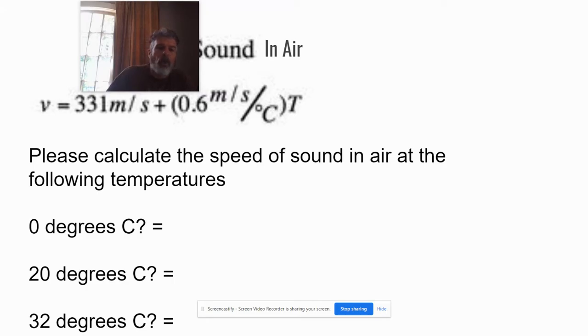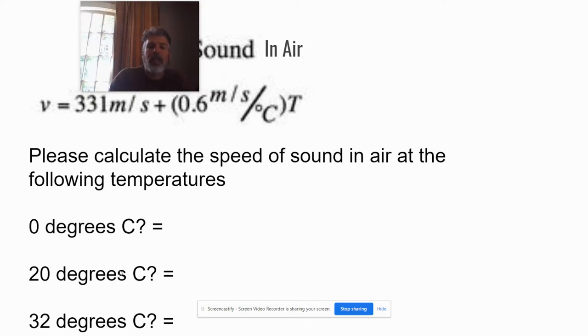And we can use this formula, 331 meters per second. By the way, that's the speed of sound at 0 degrees Celsius, which is the point where water freezes. That's 32 Fahrenheit. At that temperature, sound travels at 331 meters per second. And then for every degree after that, the speed of sound increases by 0.6 meters per second.